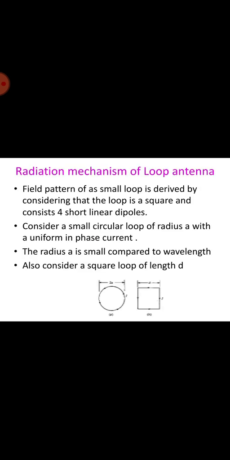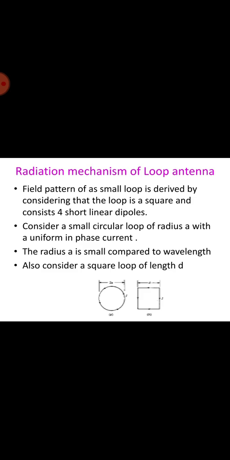Welcome to this presentation. In this module, we'll be looking into loop antennas. To consider this loop antenna, the field patterns of a small loop are derived very simply by considering that the loop is square and consists of four short linear dipoles. The same field equations were then developed by a somewhat longer method based on the assumption that the small loop is equivalent to a short magnetic dipole. Finally, the general case of loop antennas with uniform current is treated for loops of any size.